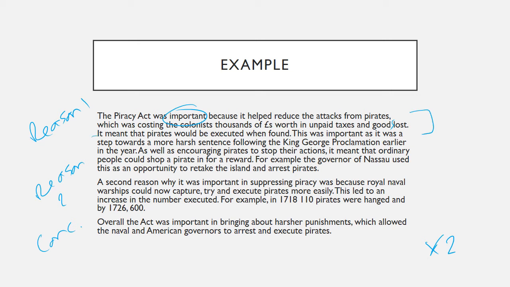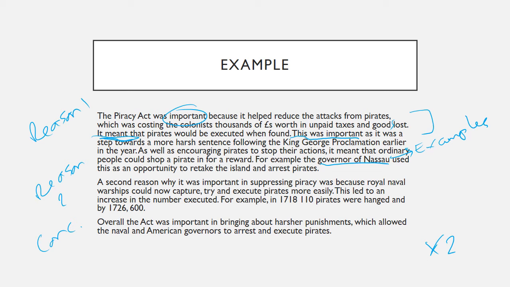It meant that, use phrases like this to say what this means, it meant that pirates would be executed when found. This was important as it was a step towards a more harsh sentence following the King George proclamation earlier in the year. As well as encouraging pirates to stop their actions, it meant that ordinary people could shop a pirate in for a reward. For example, the governor of Nassau used this as an opportunity to retake the island and arrest pirates. So I've used examples or pieces of evidence in there, like the governor of Nassau and the King George proclamation. But it's really talking about why it was important for the suppression of piracy.